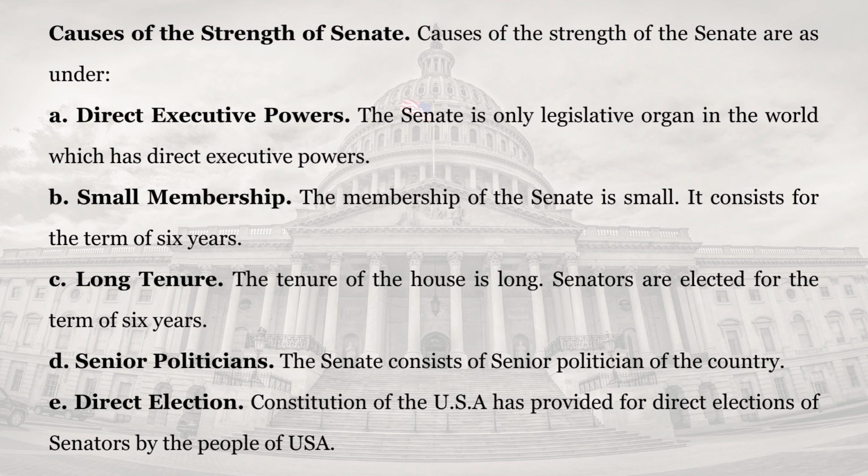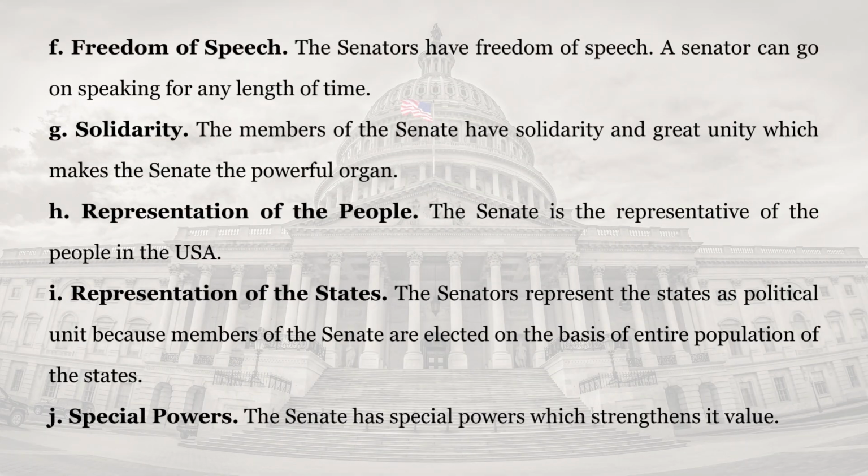D. Senior politicians. The Senate consists of senior politicians of the country. E. Direct election. The Constitution of the USA has provided for direct elections of senators by the people of the USA. F. Freedom of speech. The senators have freedom of speech. A senator can go on speaking for any length of time. G. Solidarity. The members of the Senate have solidarity and great unity which makes the Senate a powerful organ. H. Representation of the people. The Senate is the representative of the people in the USA.